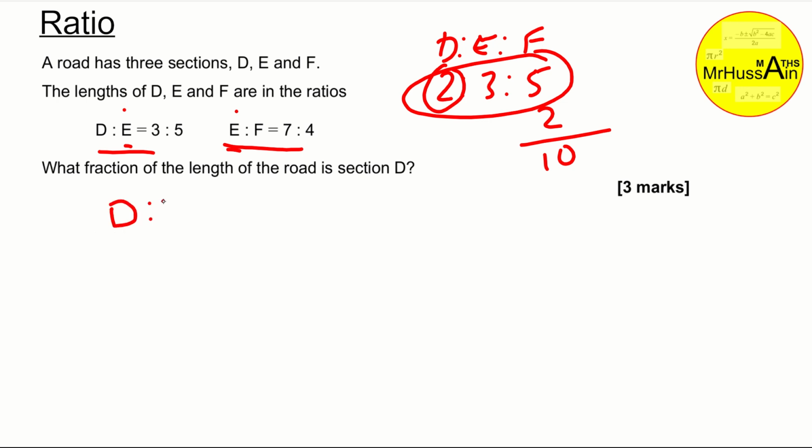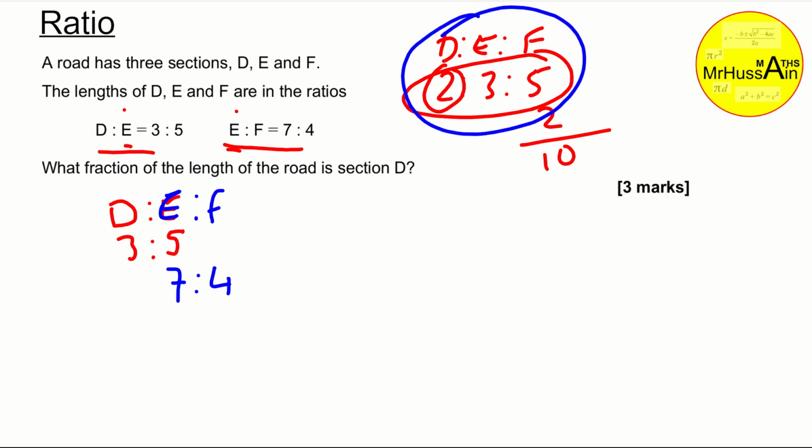So we know D to E is 3 to 5. And we know E to F is, notice I put it underneath. This mechanism will allow you to have a ratio which has all 3 in one go. So we can see we have 5 and we have 7. 5 times 7 is 35. So there you go, that's your common ratio.